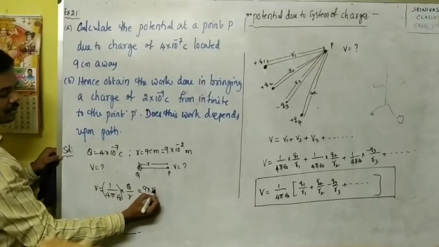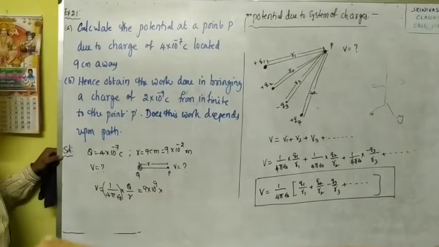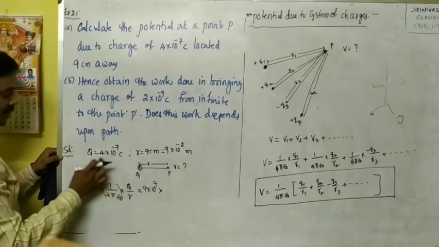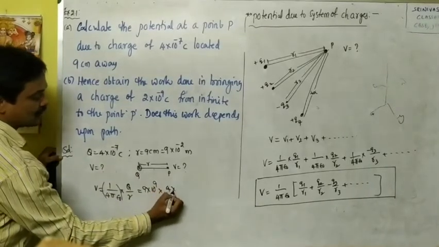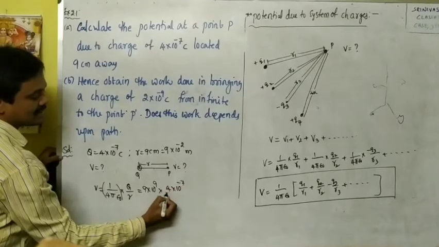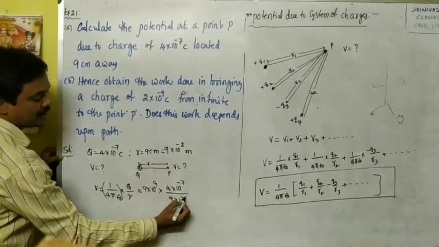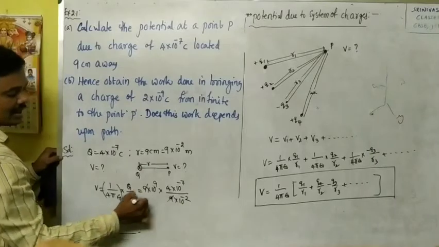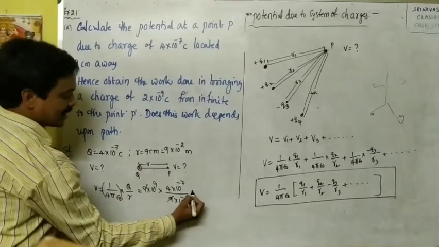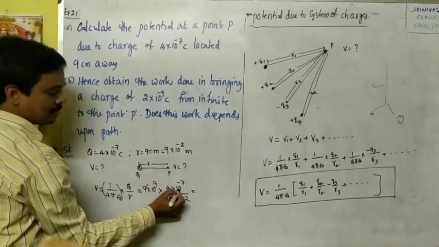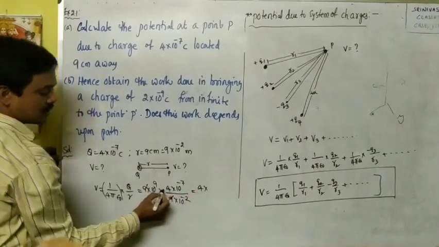That is 9 × 10^9. Okay, in the first chapter we discussed the Q value already, you know. That is 400 × 10^-7, divided by the R value, 9 × 10^-2. This 9 will cancel. And then 10^9, 4 into, this is 4.